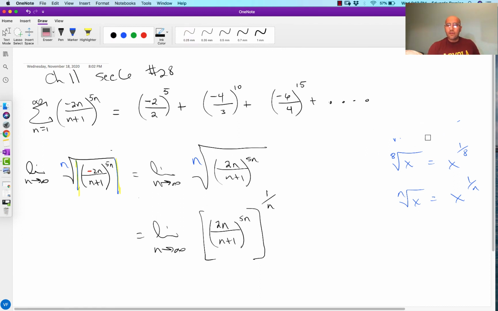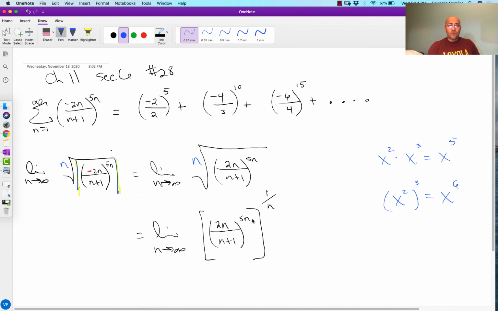Let's see. If we wanted to simplify x squared times x to the third, we add the exponents. This becomes x to the fifth power. But if we had x to the second raised to the power of 3, we multiply and we get x to the sixth. So in this case, if we wanted to simplify them, we multiply the exponents.